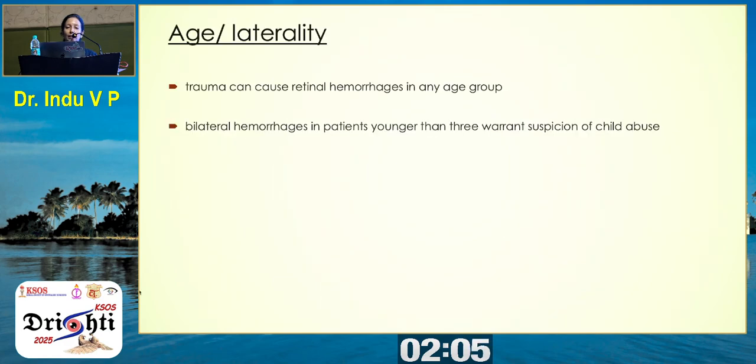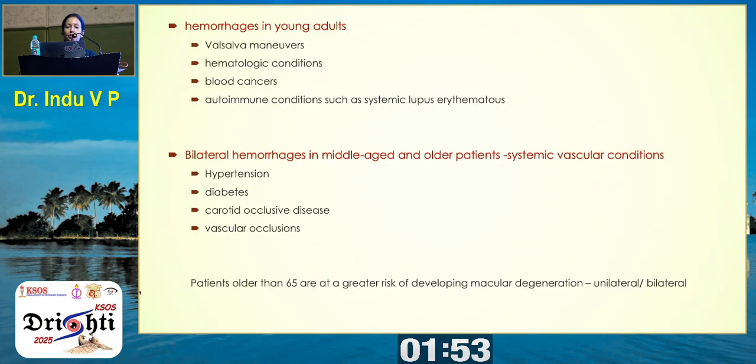Now, trauma can cause retinal hemorrhages in any age group. But if you see bilateral hemorrhage in very small children, you have to think about child abuse. If you see hemorrhages in young adults, you have to think more in terms of Valsalva, hematological conditions, blood dyscrasias, and autoimmune conditions. And if you see bilateral hemorrhages in middle-aged or elderly patients, you have to think about systemic vascular disorders like hypertension or diabetes.